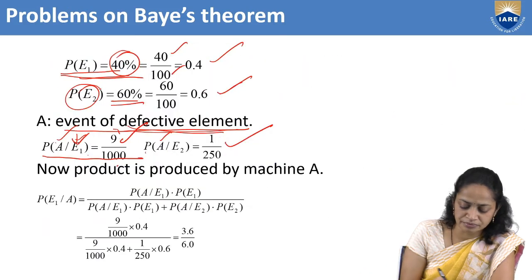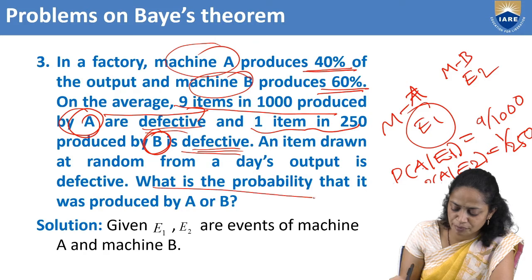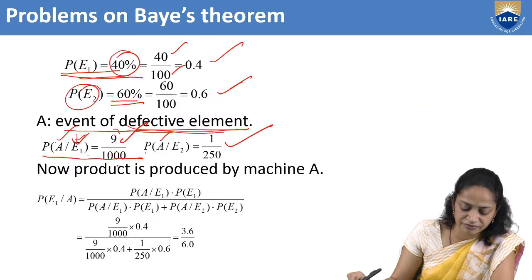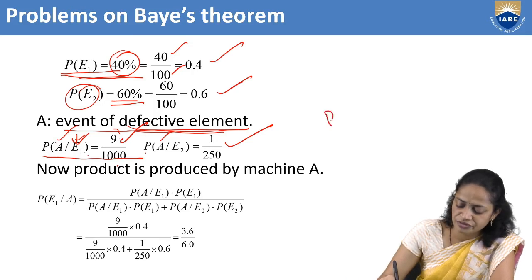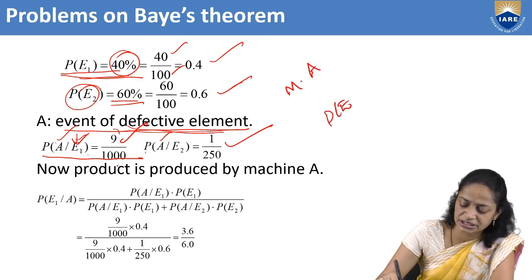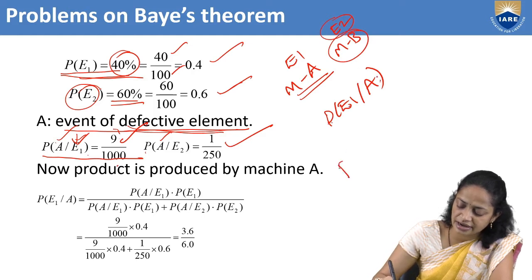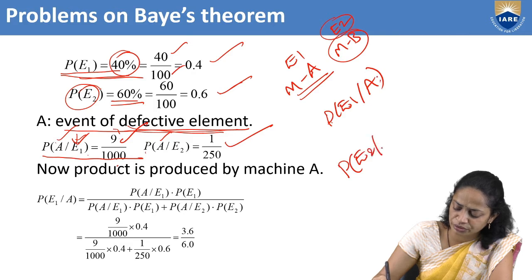Now we have to calculate the probability that it is produced by A or B. So here we need to find probability of A, where machine A is E1 and machine B is E2. So we need to find E1 given A. That means we have to find the defective items from E1 and from E2. By Bayes theorem, we need to find the probability of E1 given A and also the probability of E2 given A.